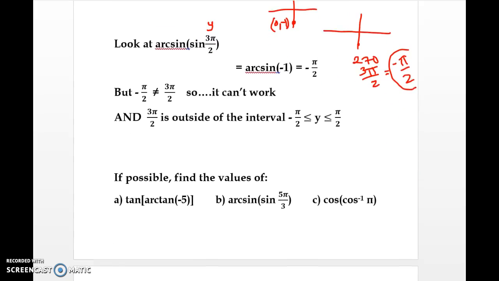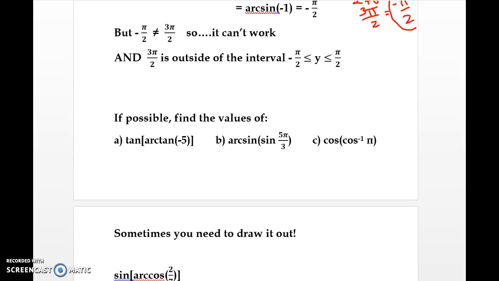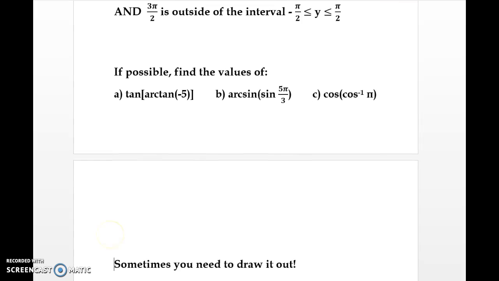So let's check the possible values. I'm going to give us some more space here. For A, the arctangent. So if it's arctangent, then this is going to be x. And our x, our domain for tangent is -infinity to infinity. And -5 is definitely in between -infinity to infinity. So we can cancel these out, and our answer is -5.